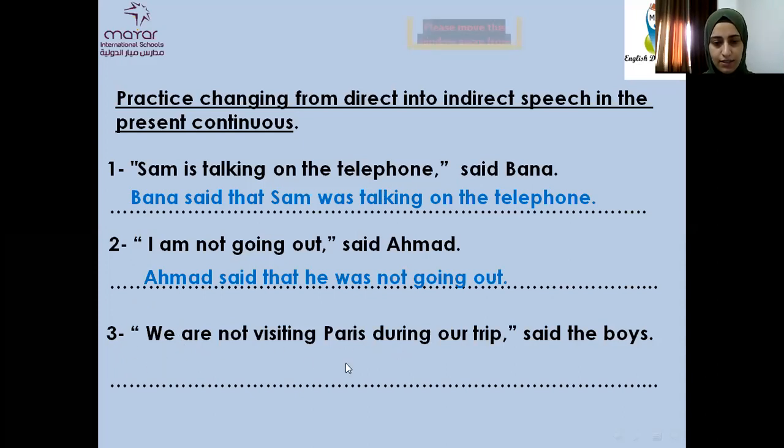So in this sentence, between the quotation marks, we have the pronoun we. It's the first person, it must be changed. And we have the tense here is present continuous, it should be changed into the past continuous. What do I mean by that? I mean, you have to change are into were, all right? So the sentence should be, the boys said. How do I change we? According to the subject or the speaker, which are the boys, you have to change we into they, okay? Because the word boys is plural. So they were not visiting Paris during their trip.